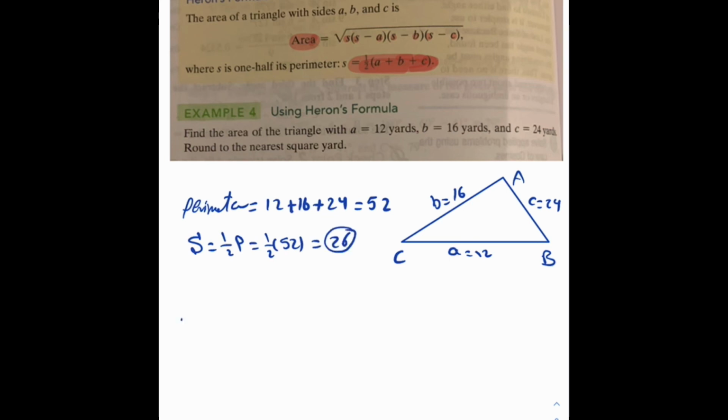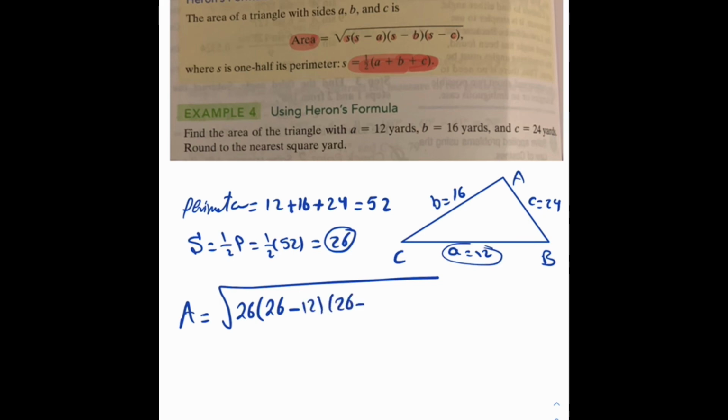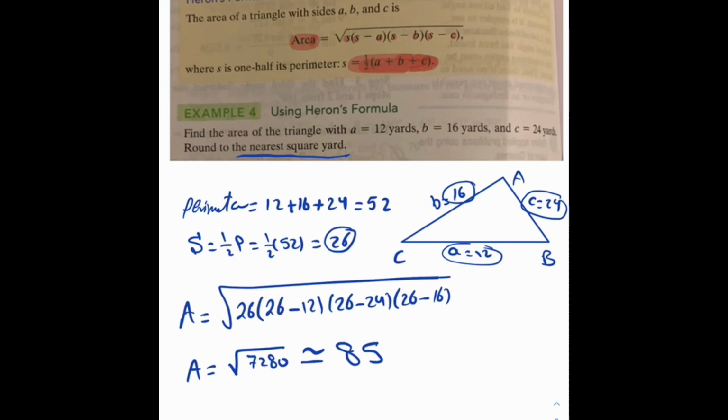Let's apply the rule together. Area is equal to the root of 26 times 26 minus the first side, which is 12, multiplied by 26 minus the second side, 24, multiplied by 26 minus the third side, which is equal to 16. By using my calculator, I will figure out this is the root of 7,280, which to the nearest square yard, meaning to the nearest whole number, is equal to 85.